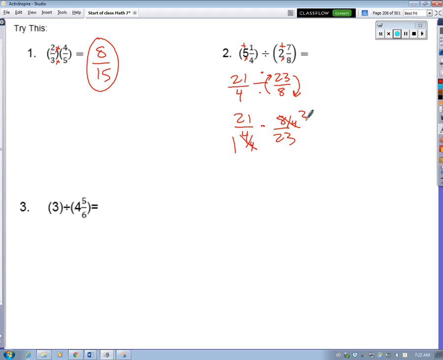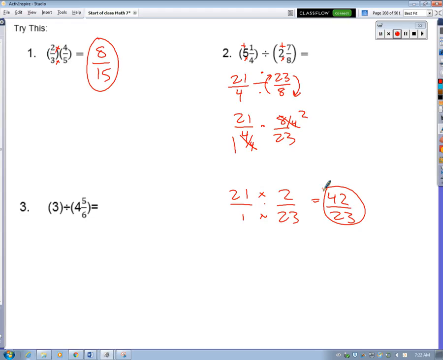If we multiply across the top, we've got 21 times 2 equals 42. Multiply across the bottom, we've got 1 times 23. And there we are, simplified down.